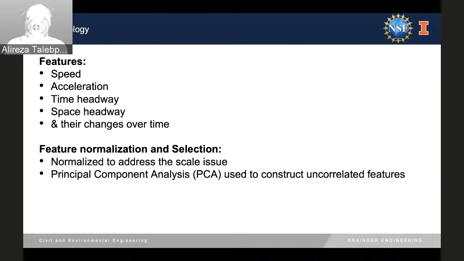We obviously had to normalize the features because their scales are different: speeds are much larger than acceleration values. In that case, speed would be the dominant feature, and we didn't want that, so we normalized everything. And we used PCA to construct uncorrelated features.